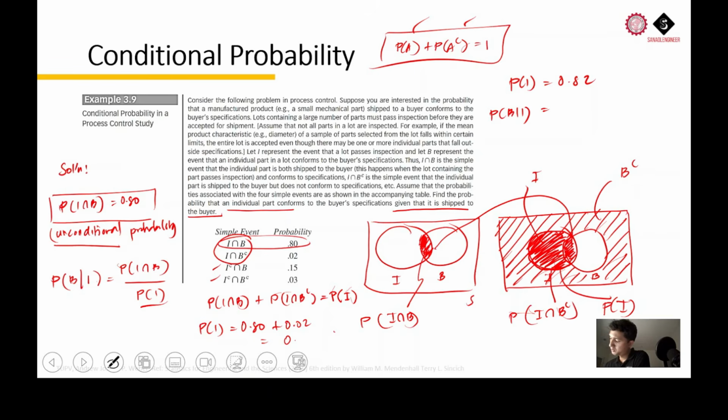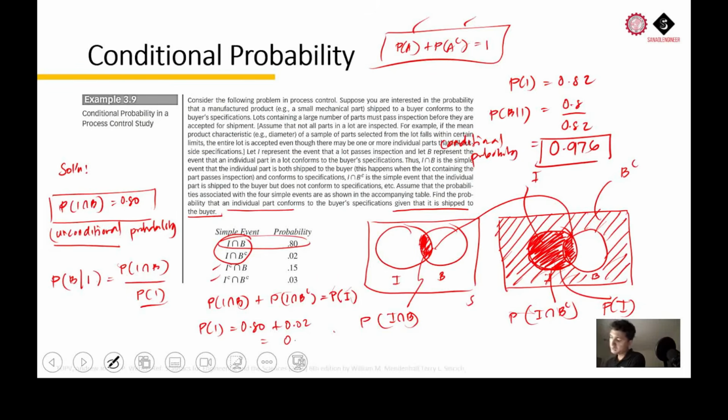that is equal to 0.8 divided by 0.82. And the answer for that is 0.976. So that's the conditional probability.